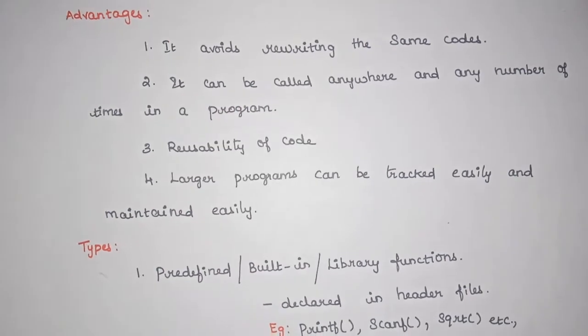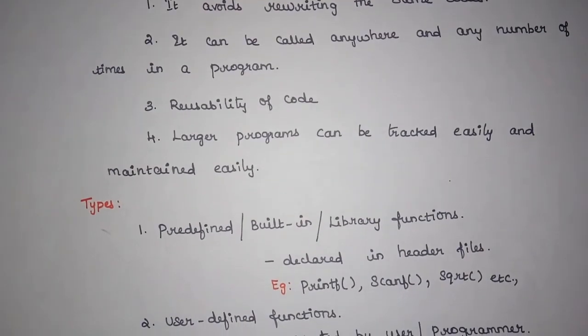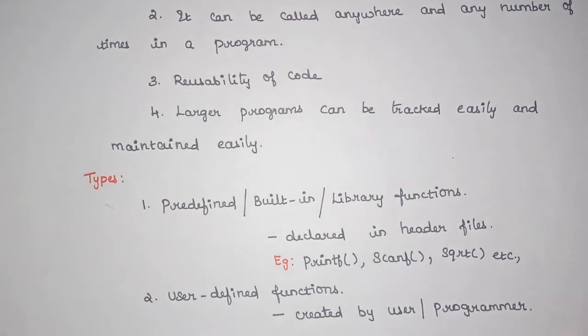Coming to the types of functions, there are two types: predefined functions and user defined functions. A predefined function is also called a built-in function or a library function. These functions are already defined in some header files, and that is why they are called library functions, predefined functions or built-in functions.